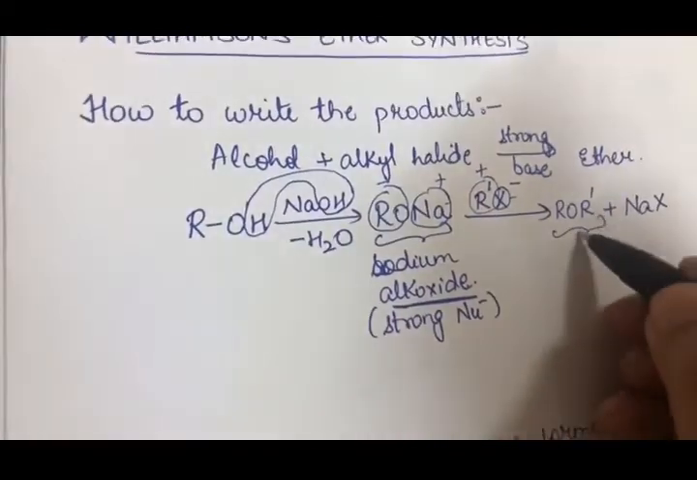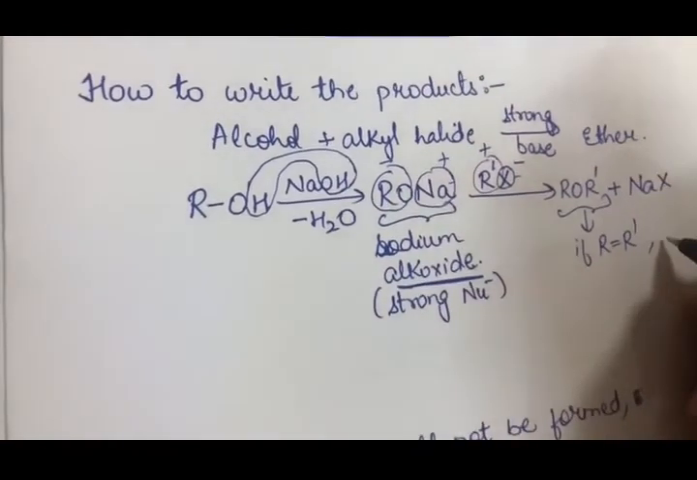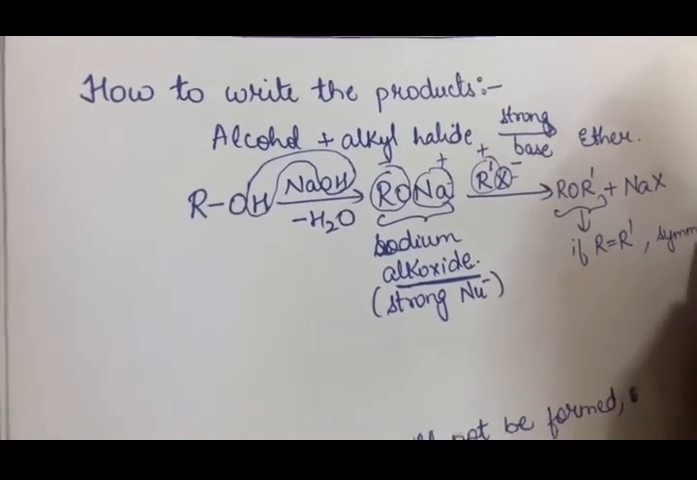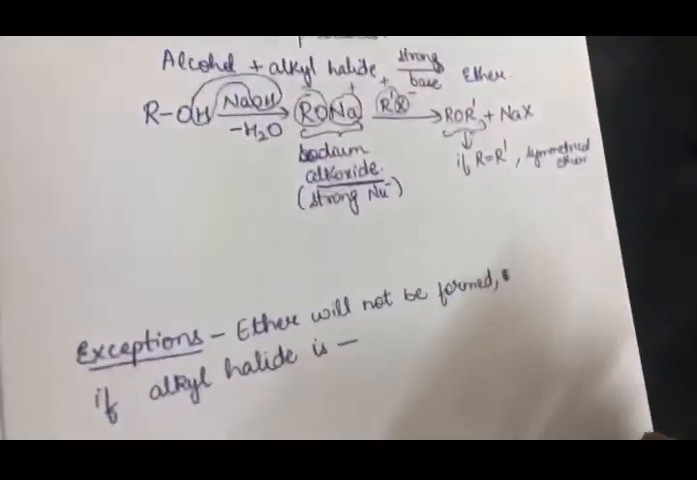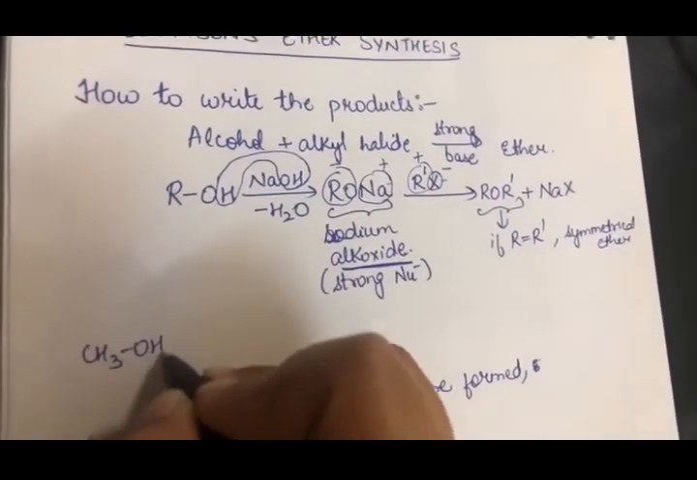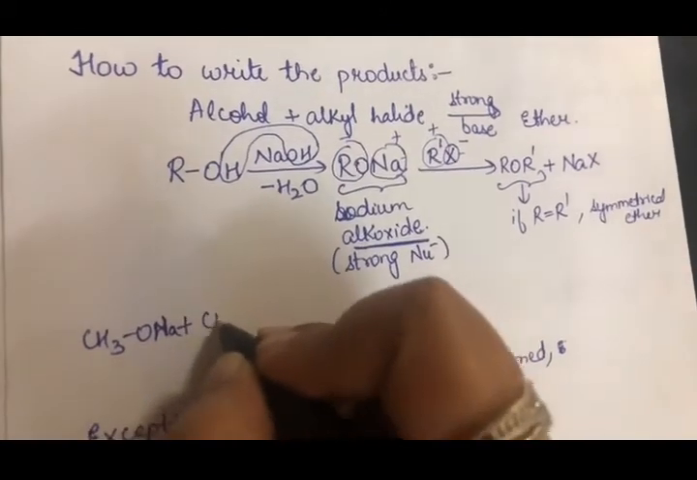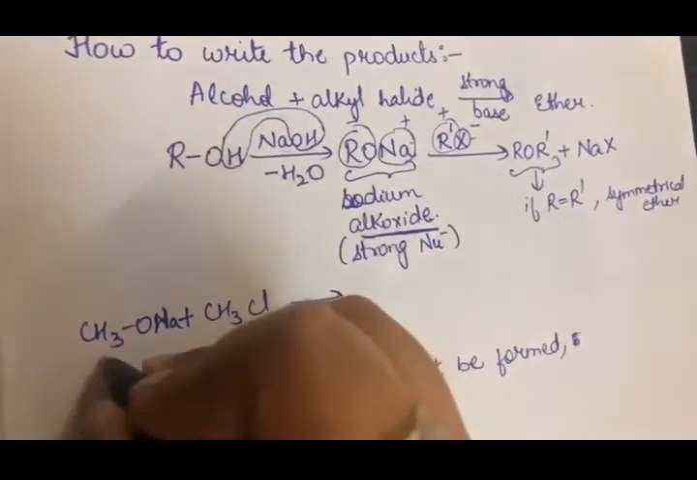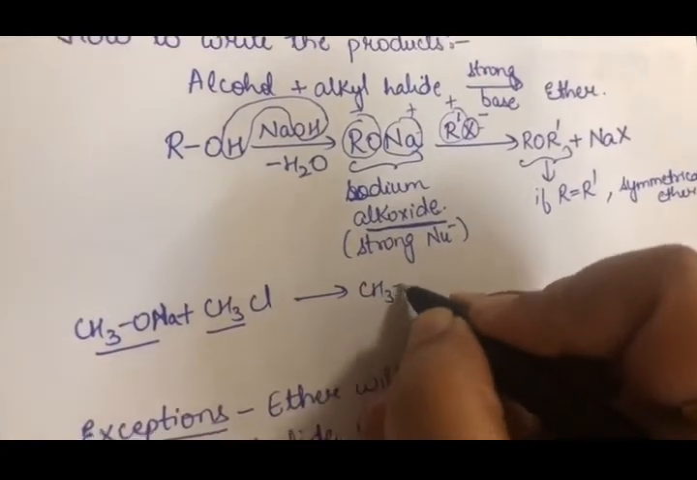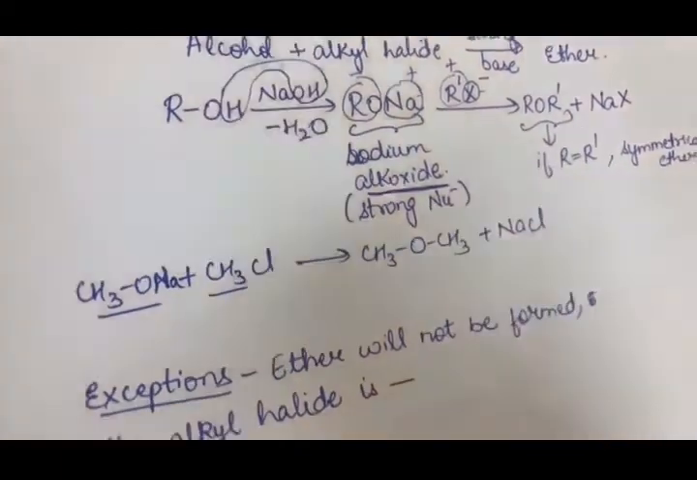Now comes that this ether, if R is equal to R dash, then the ether would be a symmetrical ether. And in case of a symmetrical ether, there won't be any issues. For example, if I take CH3OH, or herein we can take CH3ONa plus CH3Cl, since both of them are the same alkyl groups that are being used, it can directly form CH3OCH3 with a byproduct of NaCl.